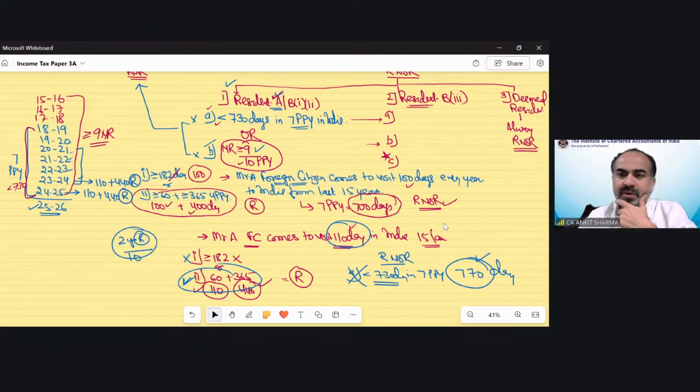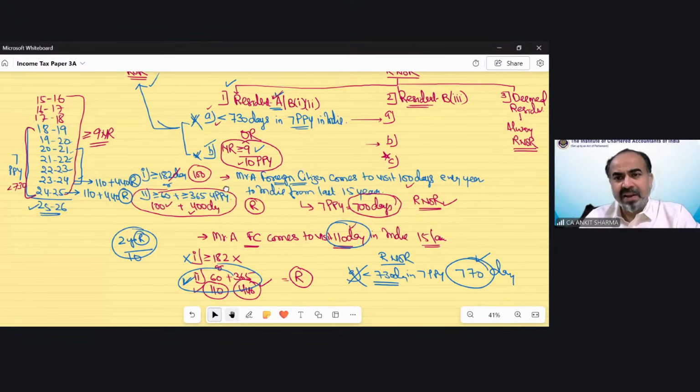Correct. Gold is saying the condition is off in case he is resident for 2 years. Yes, as soon as he becomes a resident for 2 years, then of course condition B cannot be satisfied. And if A and B both cannot be satisfied, then what will he or she become? Resident and ordinary resident. So that was the resident and ordinary resident.